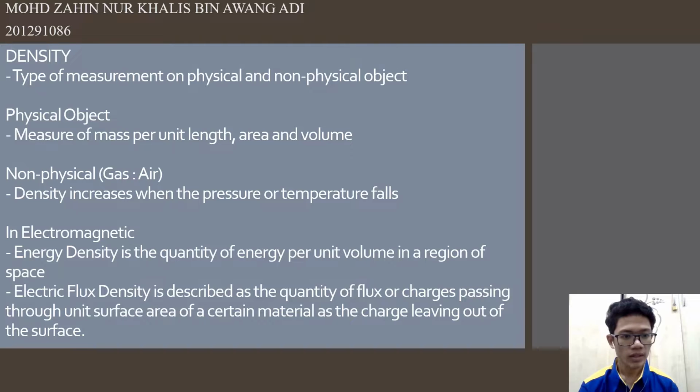the density increases when the pressure rises or the temperature falls. In terms of electromagnetic radiation, the quantity of energy per unit volume in a region of space or substance is referred to as energy density. And electric flux density is described as the quantity of flux or charges passing through a unit surface area of a certain material as the charge leaves the surface.